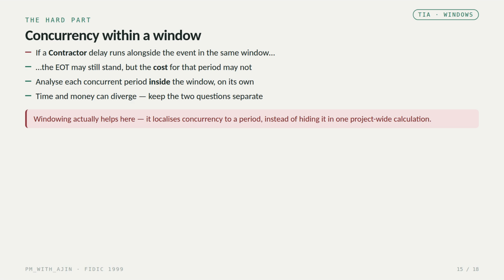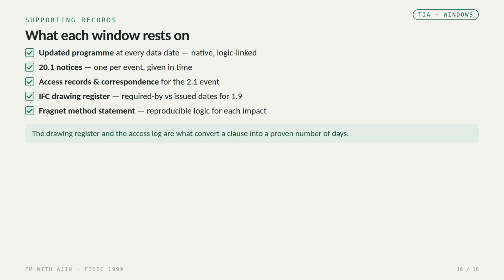And here's a hidden benefit. Windowing actually helps with concurrency, because it localizes the overlap to a specific period instead of burying it inside one big project-wide calculation. None of this survives challenge without records. For each window, you need the updated program at that data date, native and logic linked. You need your 20.1 notices, 1 per event, given in time.